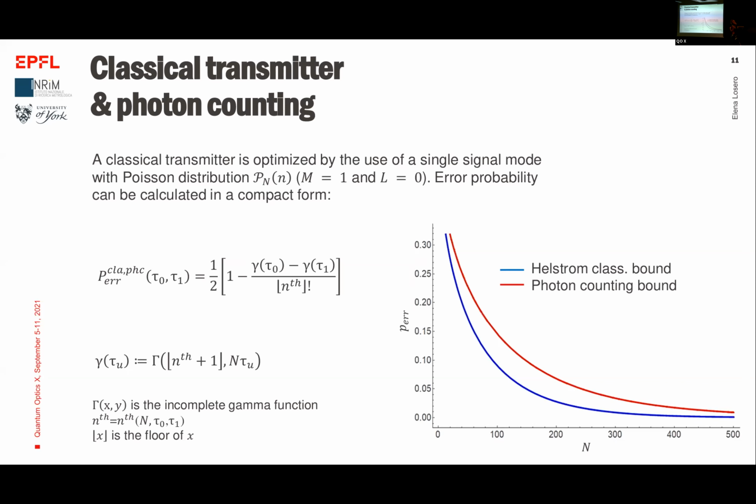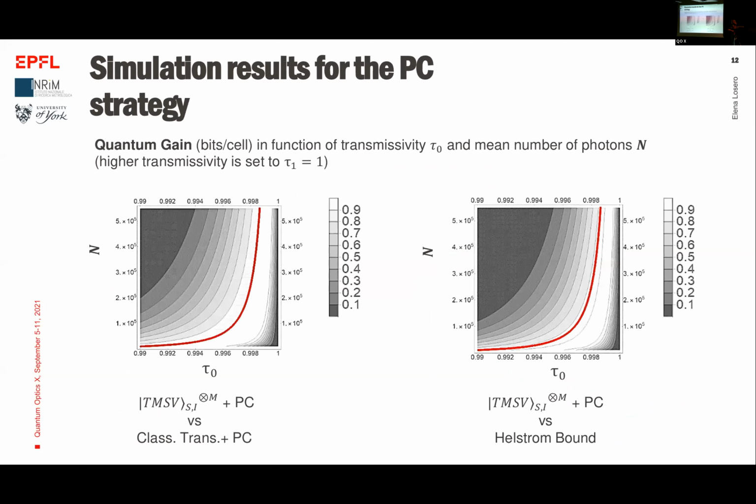This is the curve obtained for a classical transmitter. And the classical transmitter is simply a coherent beam, for example, with n photons in the signal. While these are the results obtained for a quantum transmitter, and in particular for a two-mode squeezed vacuum state.